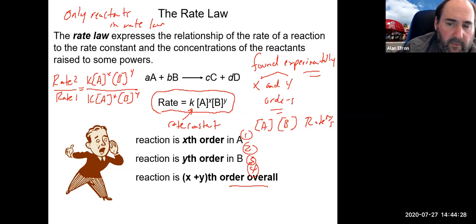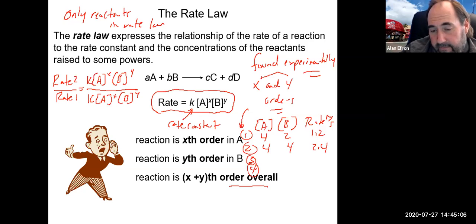When we say rate 2 and rate 1, we don't mean that you go to the table and grab entry number 1 and entry number 2. What you want to do is find two entries where one of the concentrations remains the same and the other one varies. For example, if I just made up some numbers, let's say this was 4, this was 4, this was 2, and this was 4, and the rate here was 1.2, and we'll go with 2.4. If I looked at this table of made-up numbers, I would see that the concentration of A for experiments 1 and 2 remains constant, while the concentration of B varies.